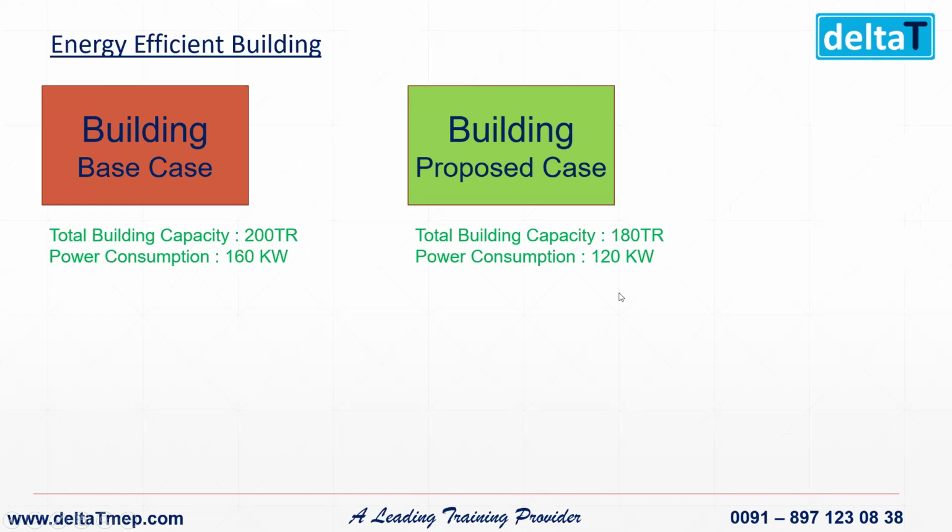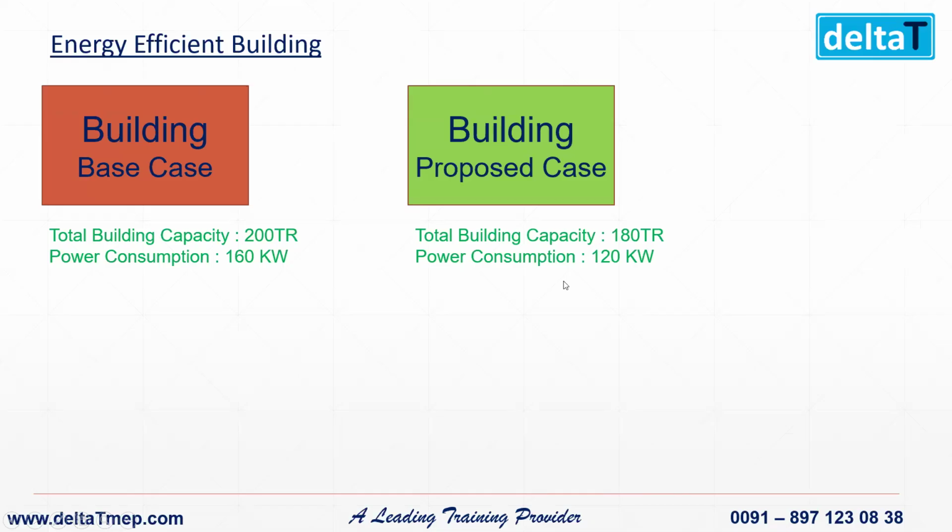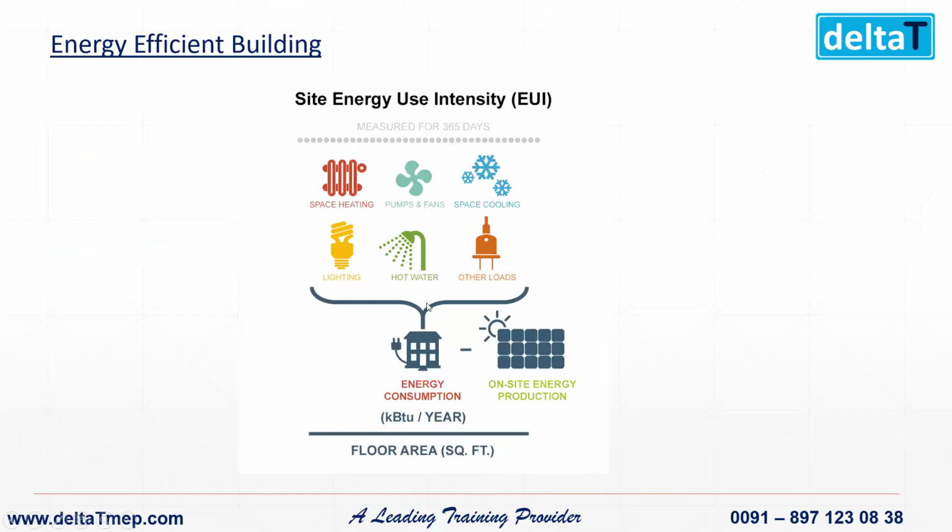But we should understand one thing: this base case, when we select equipment, might not be the base case. So the base case we have to take from the standards, like the ASHRAE standard. ASHRAE 62.1, ASHRAE 90.1, different standards are there. Then if you see we got proposed, then we have, as I said, site energy use intensity, EUI, kilowatt BTU per hour, per year.